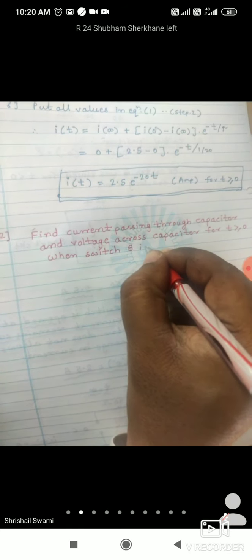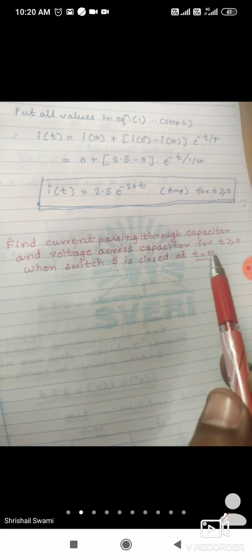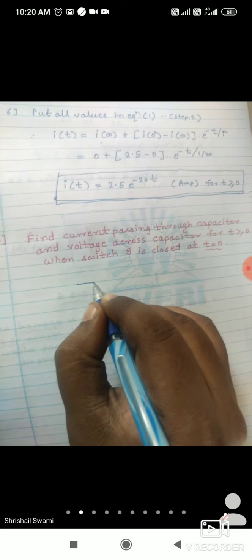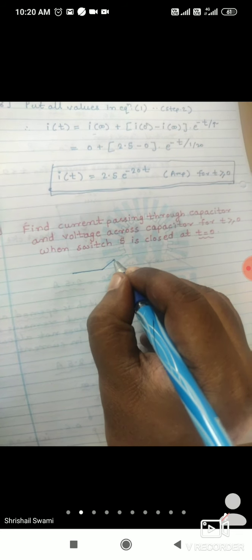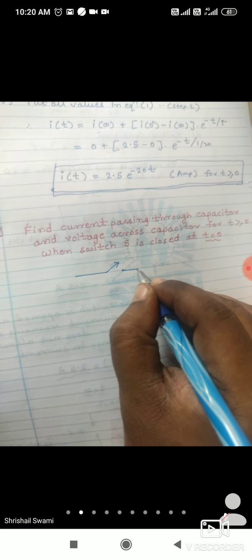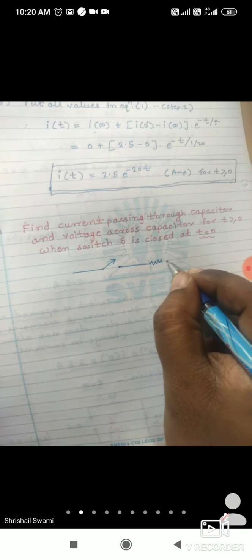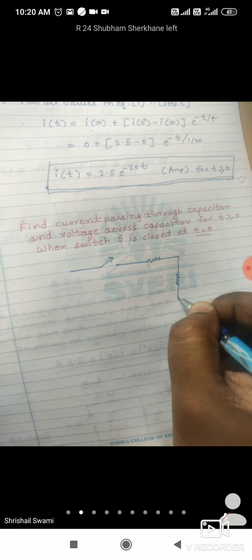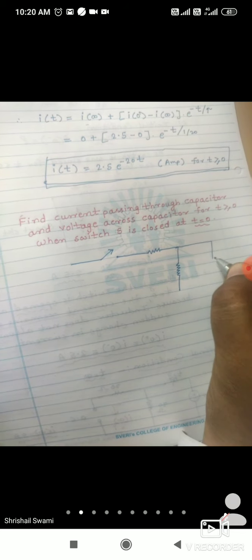When switch S is closed at t equal to 0, find current passing through capacitor as well as voltage across capacitor for t greater than or equal to 0 here. So carefully observe the diagram here. It is the same as the previous diagram. Only here the position of the switch is different, and the positions of resistors, and instead of an inductor, a capacitor is given.